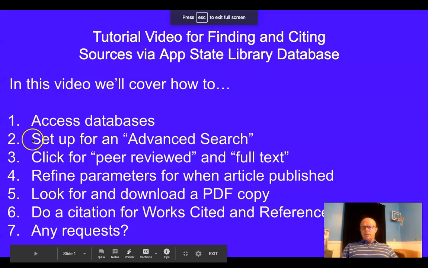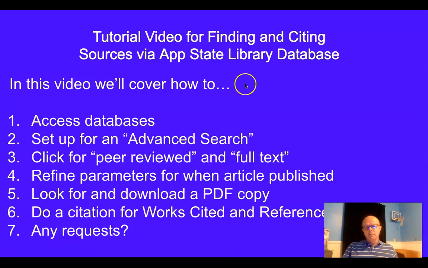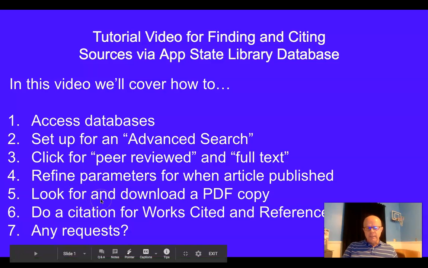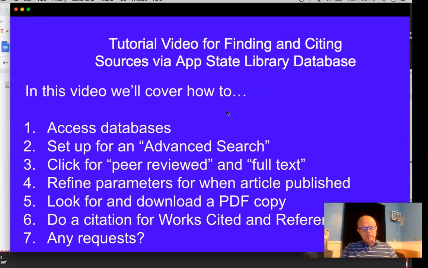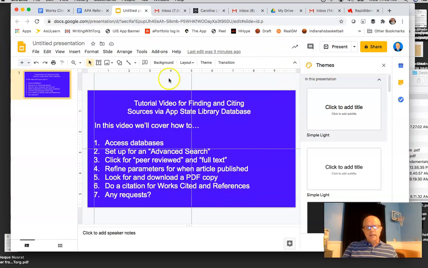All right, tutorial video for finding and citing sources via the App State Library database. In this video, we're going to access the databases, set up for an advanced search, click for peer-reviewed and full text articles, refine parameters for when the article is published, look for and download a copy, do a citation for the works cited and references page, and then if you've got any requests, let me know and I'll try to get you a new video.